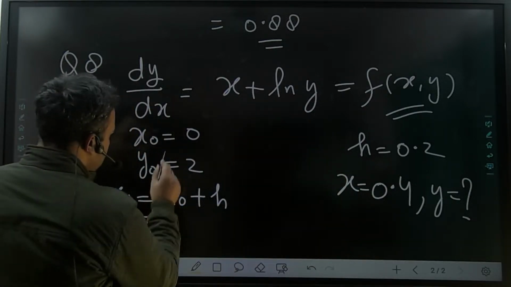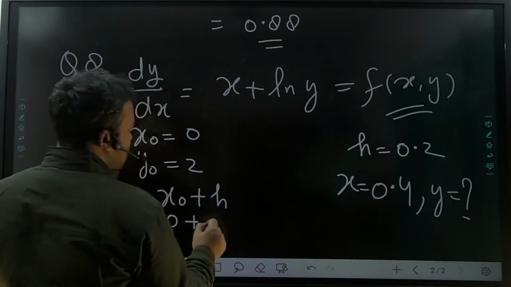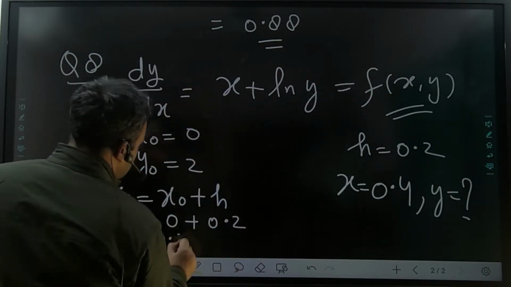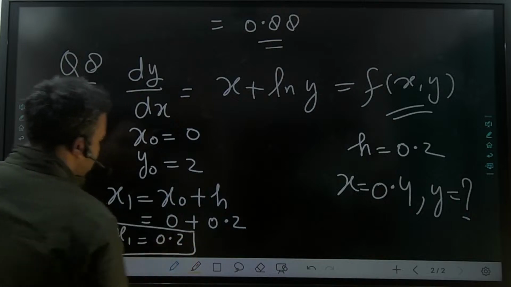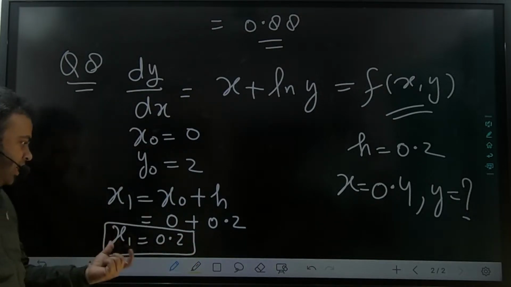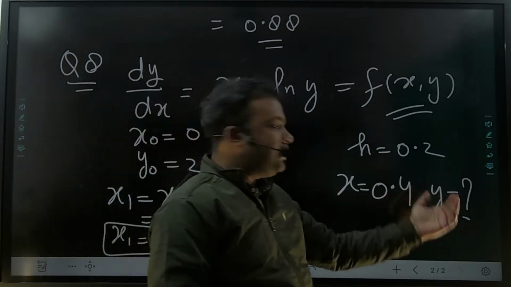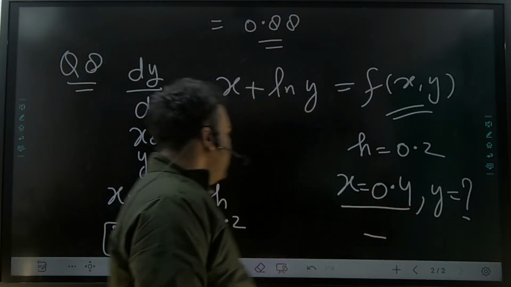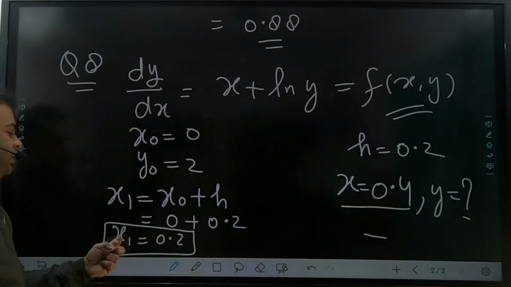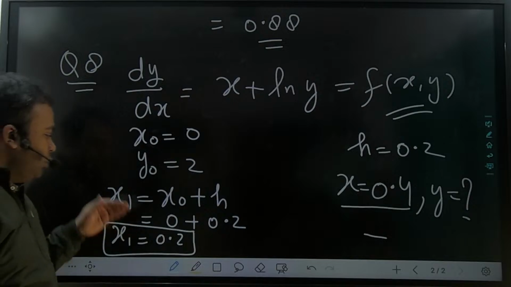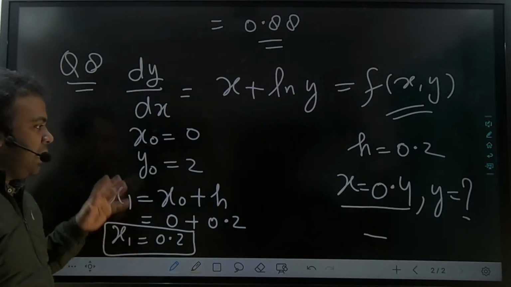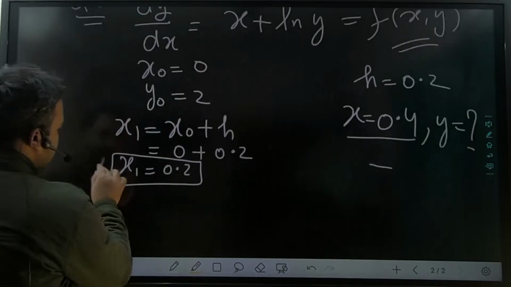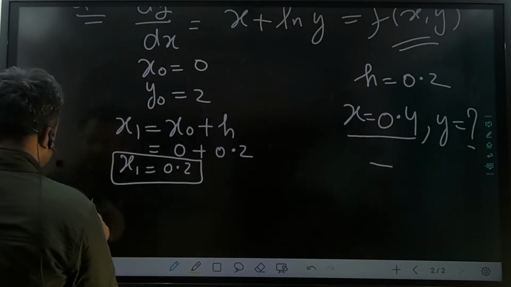So x naught is equal to 0, right? H is equal to 0.2. So x1 is equal to 0.2. So it means if you try to calculate y1 at this, that won't be the answer. That won't be my answer, because they want to calculate y when x is 0.4. Here in the next iteration, I'm getting x is equal to 0.2. So even if you calculate y1 here, that is not my answer which they're asking. But still y1 is needed for forward processing. So let us calculate y1 over here.